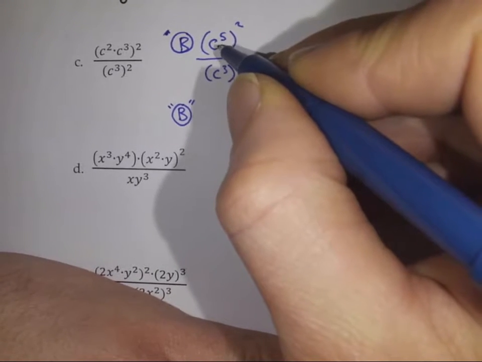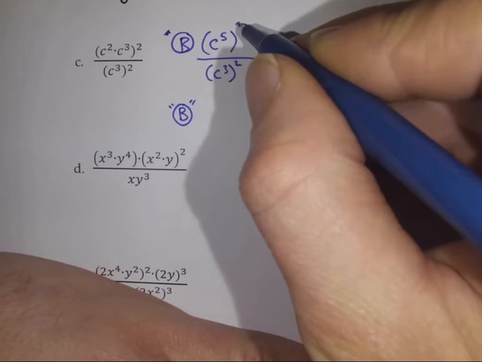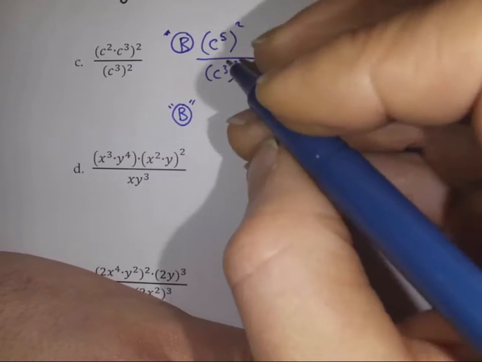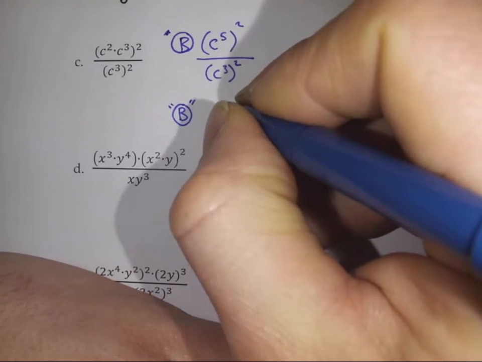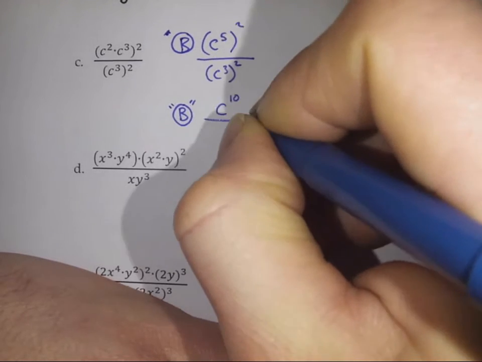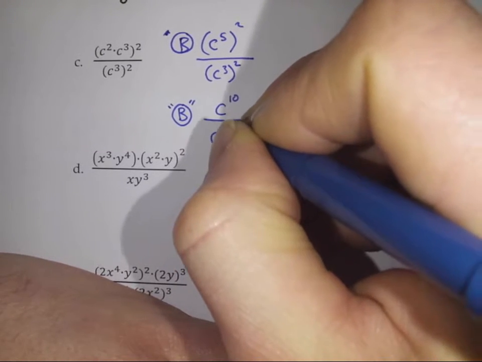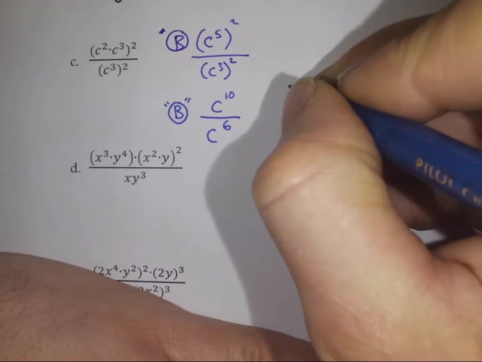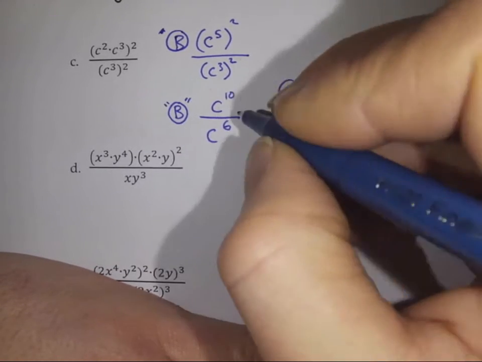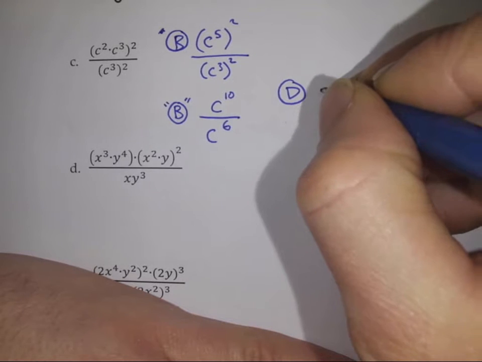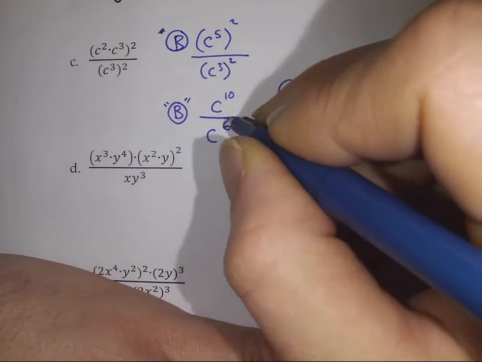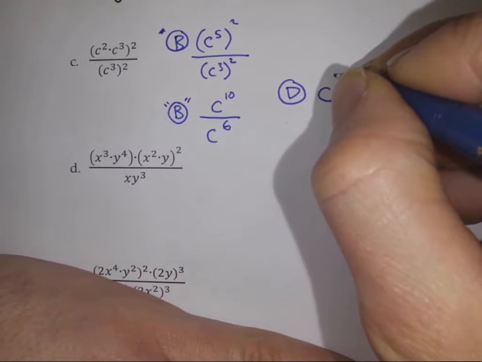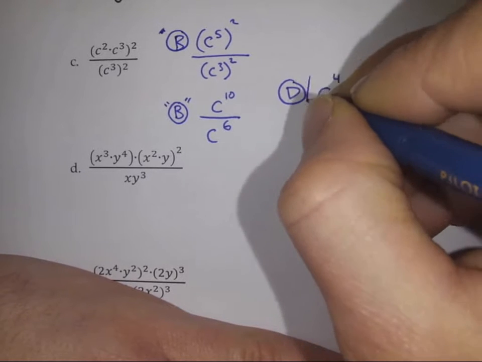In this case, I know that c to the power 5 squared is c to the power 5 times c to the power 5, or c to the power of 10 over c to the power of 6, because I multiply these powers together. And then lastly, I'm going to do a division step, which is I'm going to subtract the exponents. 10 minus 6 is 4.